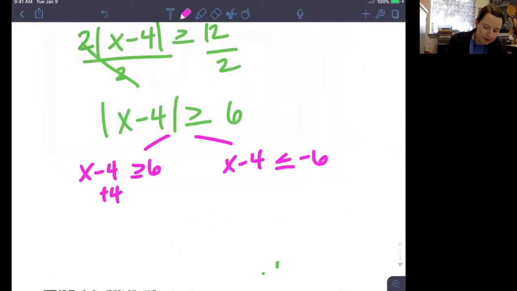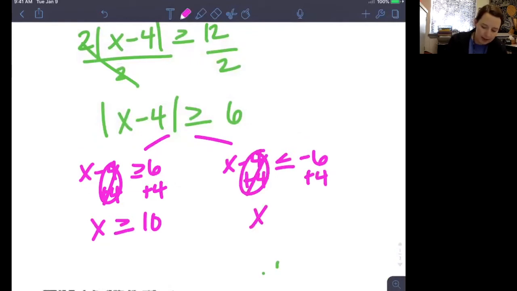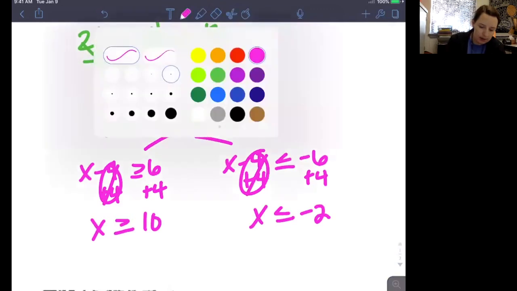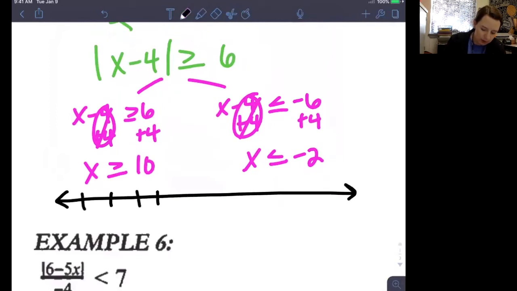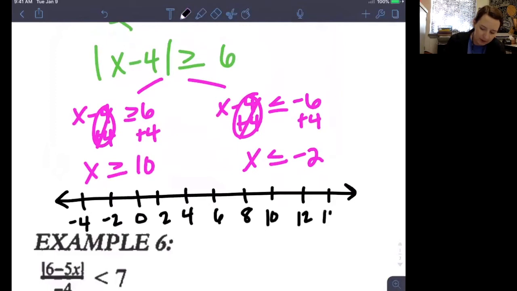We're going to solve both of these inequalities. So I get x is greater than or equal to 10 over here. Add 4, x is less than or equal to negative 2. So I'm going to go ahead and draw my number line. And I'm going to just count by twos. Negative 4, negative 2, 0, 2, 4, 6, 8, 10, 12, 14.